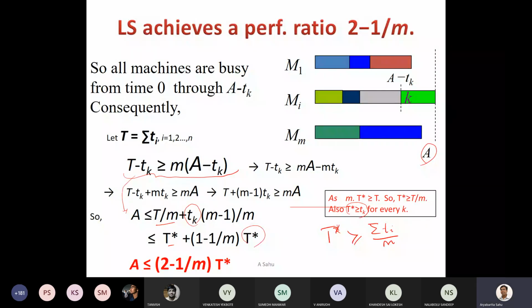Is this clear? Yes, sir. It is the same argument. There is no different argument. This is the same argument we put in.